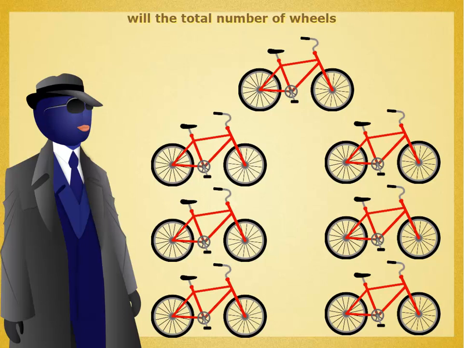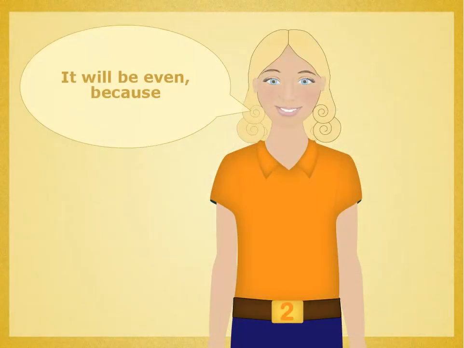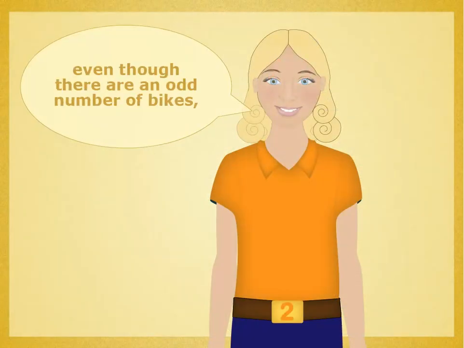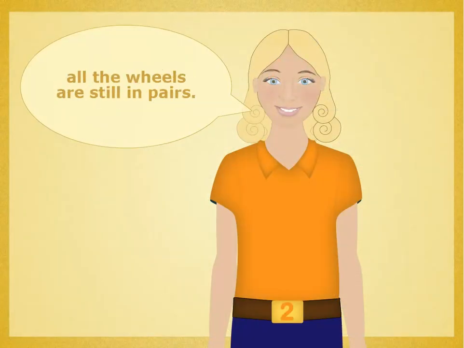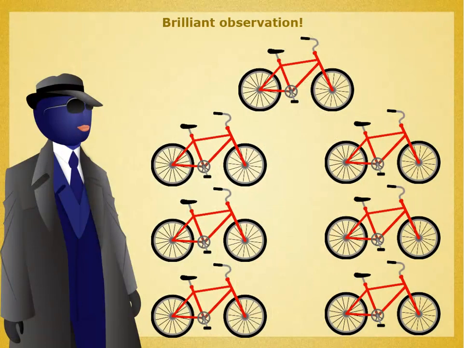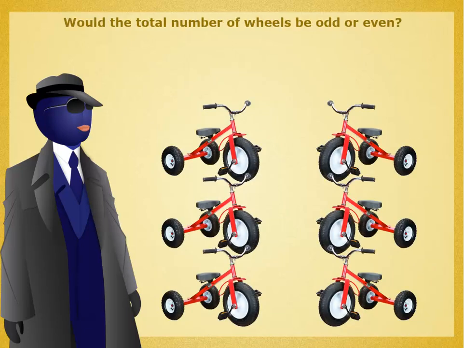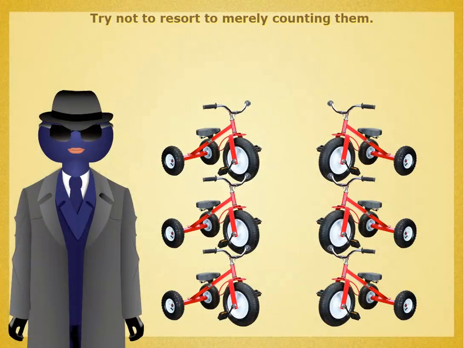Will the total number of wheels be odd or even? It'll be even, because even though there's an odd number of bikes, all the wheels are still in pairs. Brilliant observation. Now, time to change things up a bit. What if there were 6 tricycles? Will the total number of wheels be odd or even? Try not to resort to merely counting them.